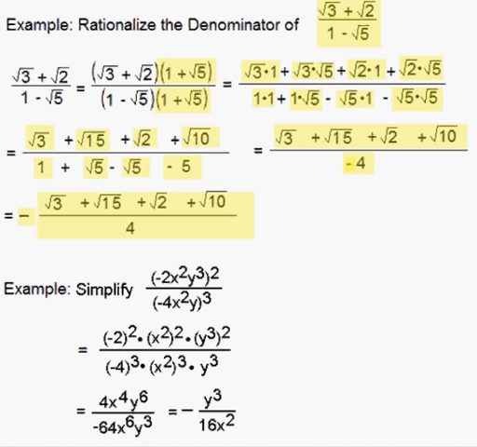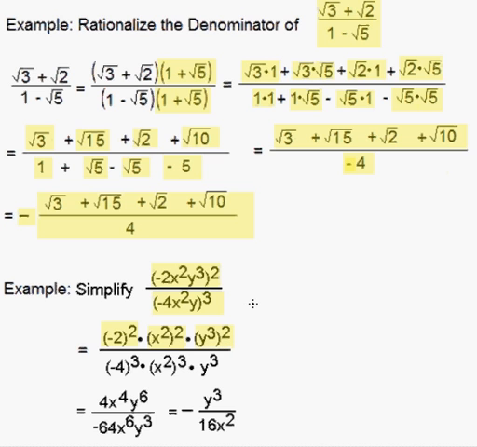Now we're going to look at an example that involves exponents. We're going to simplify the expression negative 2x squared y cubed quantity squared over negative 4x squared y quantity cubed. What we can do here in the numerator is square each of the individual factors. Factors are things that are multiplied, not added, but multiplied. We can take negative 2 quantity squared times x squared quantity squared times y cubed quantity squared.